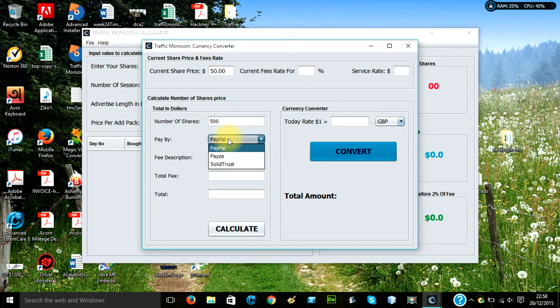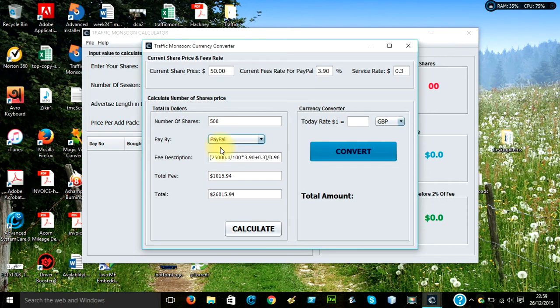Now if you are using PayPal, Payza, or Solid Trust, you need to click one of these. Suppose I use PayPal. If you click on PayPal, it will give you the current fees rate for PayPal, 3.9, and the service rate is 0.3 cent. And in here you can see the fee description. The fee description shows how the fee is calculated and how much the fee will be.